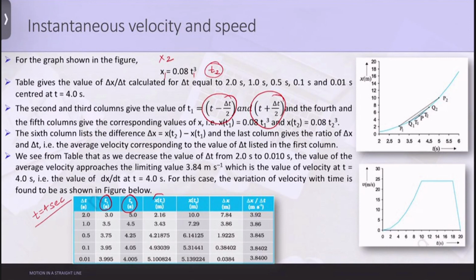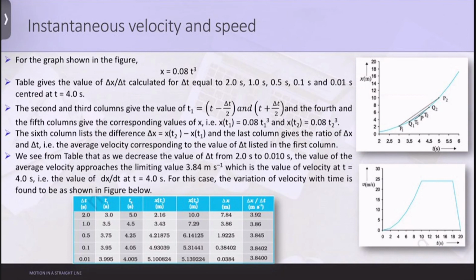Okay, similarly we got x of t1 by just putting the value. Let us say for the first it is 0.08 into 3 cube, for the second it was 0.08 into 3.5 cube, etc. Similarly for x of t2, you use these values here. Finally, after this calculation, you calculated x of t2 minus x of t1, which gave you the value of delta x. Now you know the value of delta t and delta x, so you just calculate delta x upon delta t. Okay, so that was the numerical methodology which we adopted for calculation of instantaneous velocity.